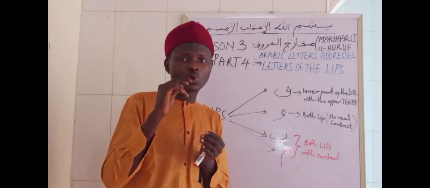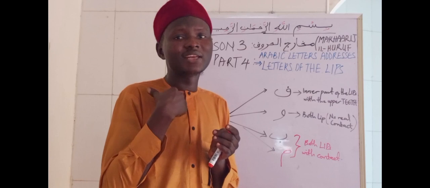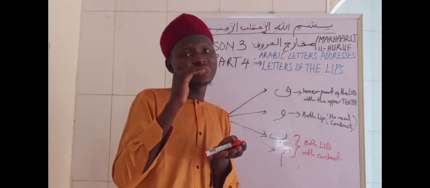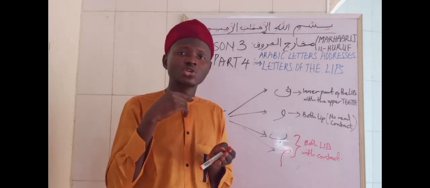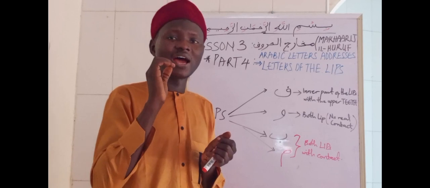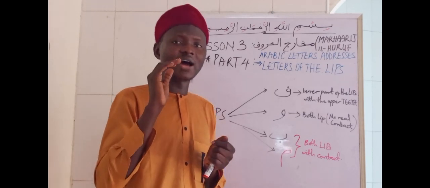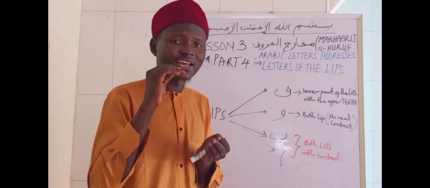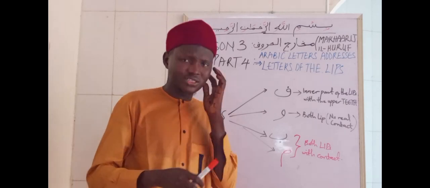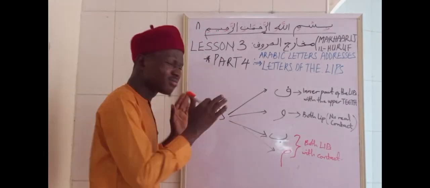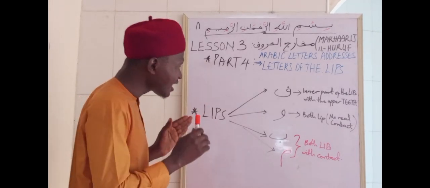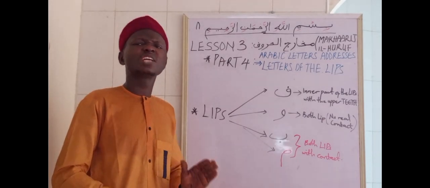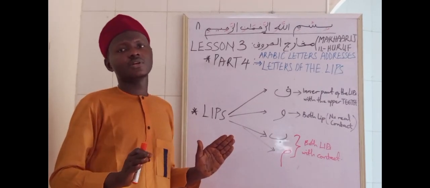You can see in the throat, at the bottom, Hamza and Ha. In the middle, you can see Ain and Ha. At the top of the throat, you can see Ghain and Kha. All this, you have to take cognizance of. Take a careful look and analyze each and every letter. Ensure that you know it in total.